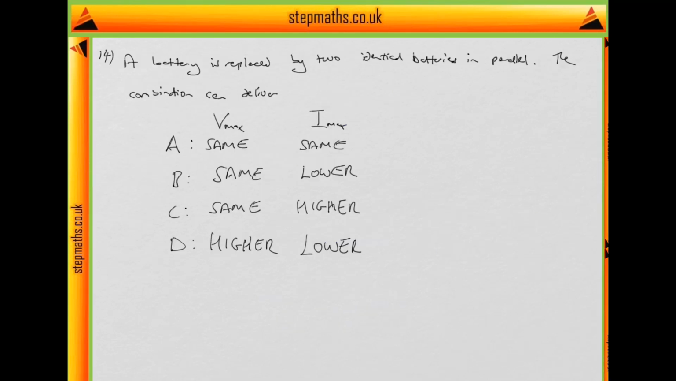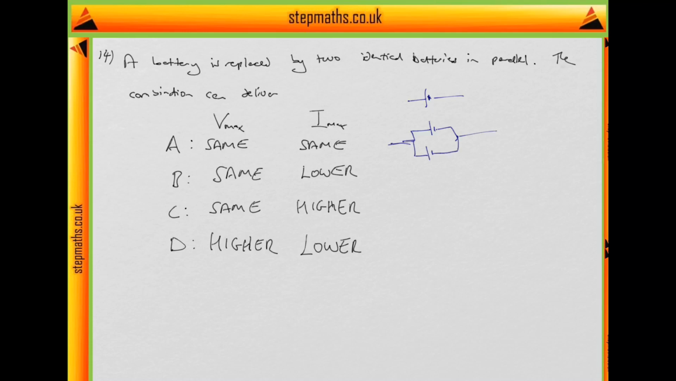So question 14, we're told that a battery is replaced by 2 identical batteries in parallel. And we're asked which of these 4 options gives the correct changes to the maximum voltage and the maximum current in this combination. Okay, well that means we're basically going from a battery like this to a parallel combination of the same battery.